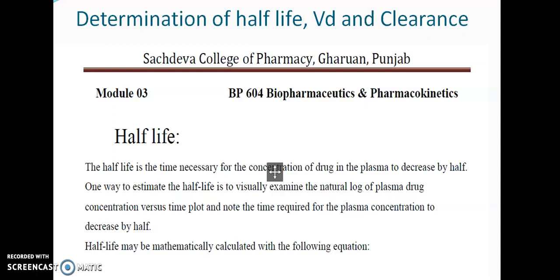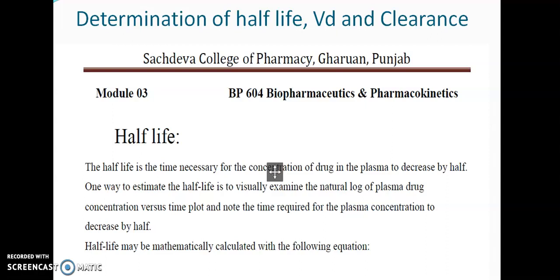So today I will be discussing this particular topic, that is determination of half-life, volume of distribution and clearance. So let's know what is half-life. Half-life is basically a time period, during which the drug concentration reduces to half of its original one. Means initially whatever the concentration is there in the blood, that concentration gets reduced to half. The time in which this occurs is known as the half-life.